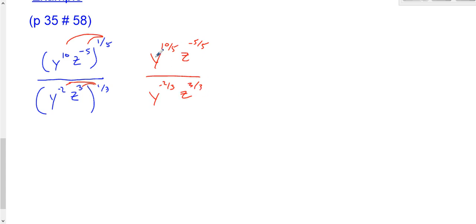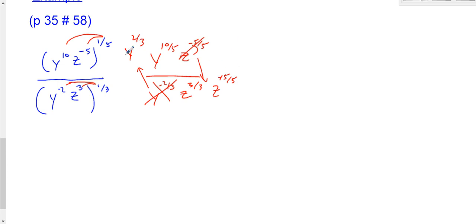Now at this point I can start to simplify, and I'm going to move these terms with the variables with the negative exponents. So here I've got a negative 2/3 because I'm going to move that to the numerator to be y to the positive 2/3, and that cancels out the denominator. And this z to the negative 5/5 is going to be moved down and get z to the positive 5/5 down here. And that cancels out the numerator.